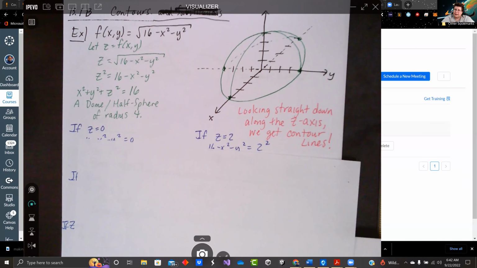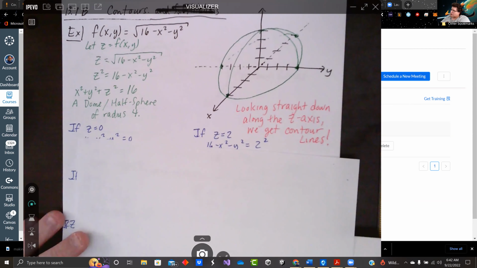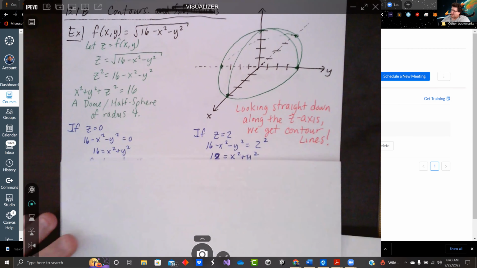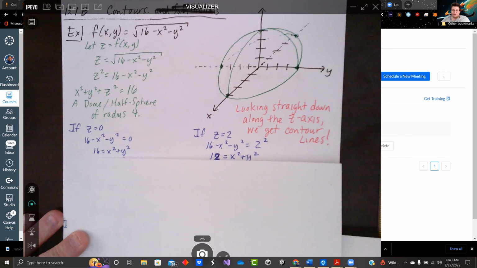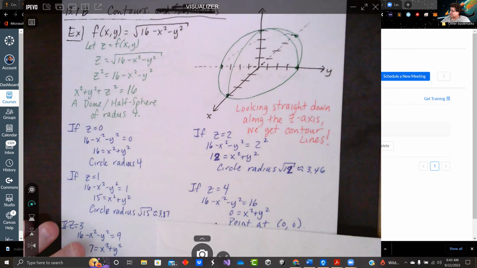Mountaintops have very small little lines because it's not a very big thing, but big wide regions of flat land will have a big area of circle. To illustrate this, I'm just going to plug in z equals 0 through 4, show what we get, and then we'll map out the contour lines.